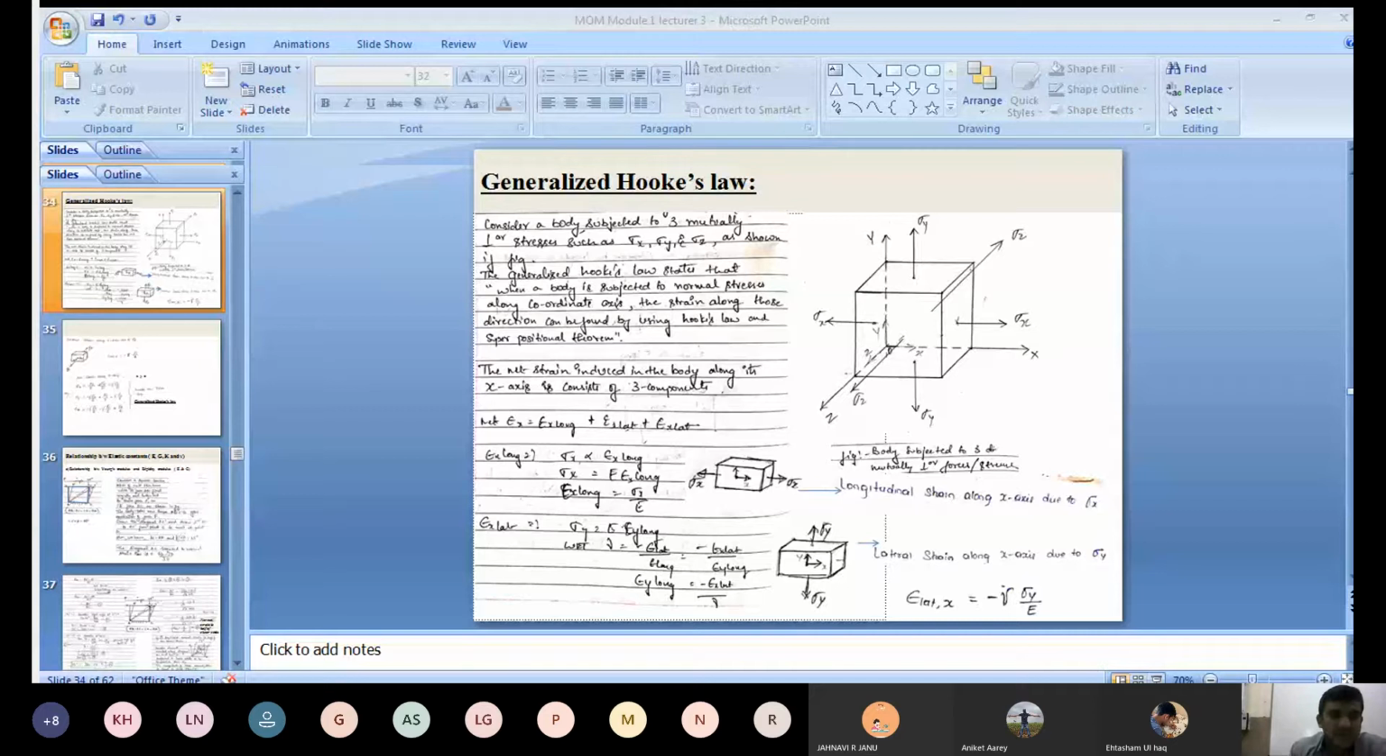Yes, I have understood this concept. Yes, any doubt regarding this?